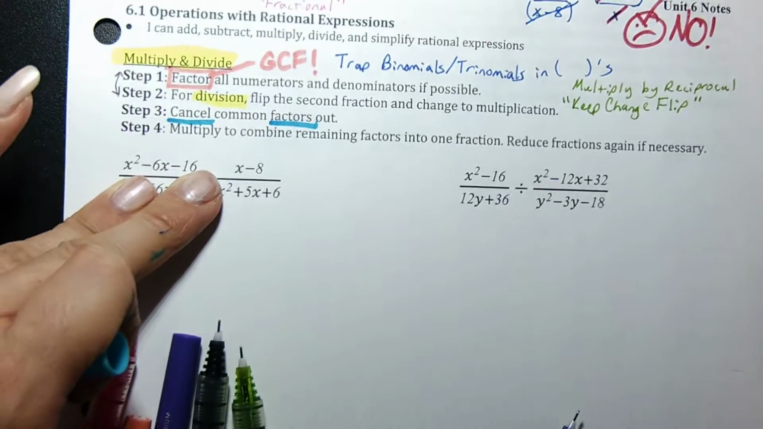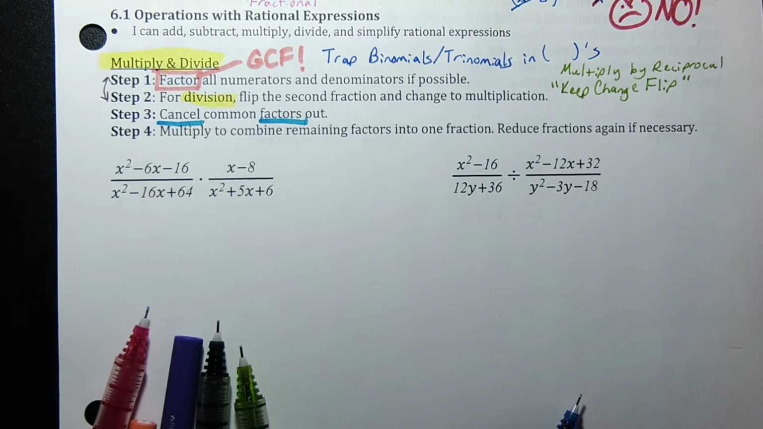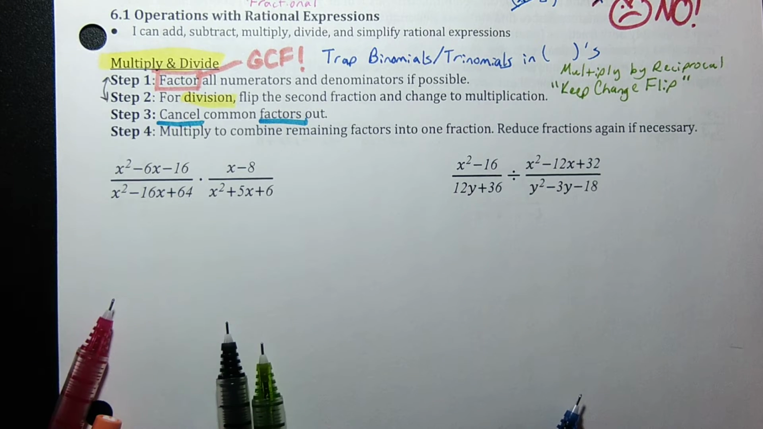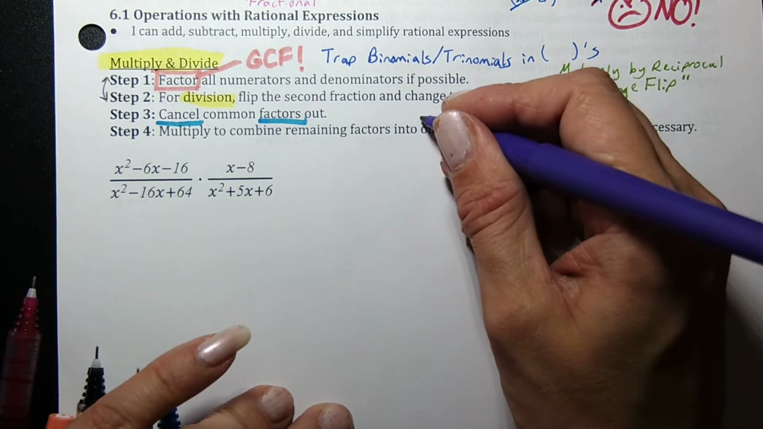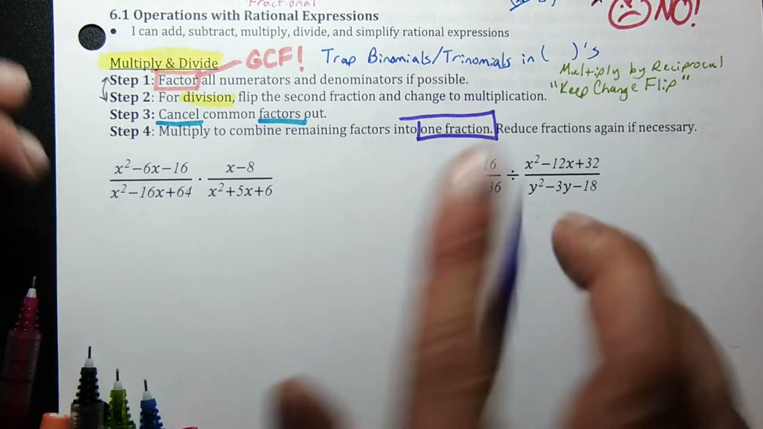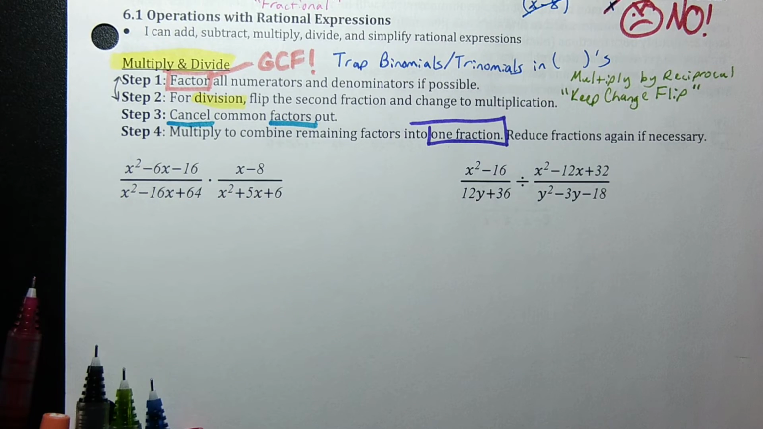Cancel factors. So step 4 is to multiply to combine the remaining factors into one fraction. And that's kind of our big goal with these operations we're going to be doing: we want to take these big nasty expressions and instead of having multiple fractions, we want to get it down to one fraction, reducing fractions again if necessary.